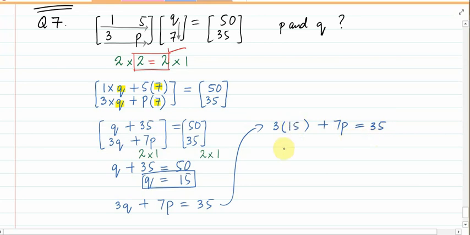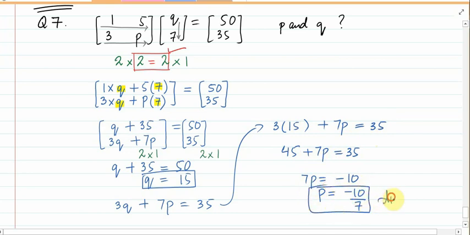So 15 times 3 is 45. 45 plus 7P is equal to 35. 7P is equal to 35 minus 45, which is minus 10. P is equal to minus 10 divided by 7. That is your answer, right? So we have found the values of P and Q, and by using the value of Q we can find the value of P.